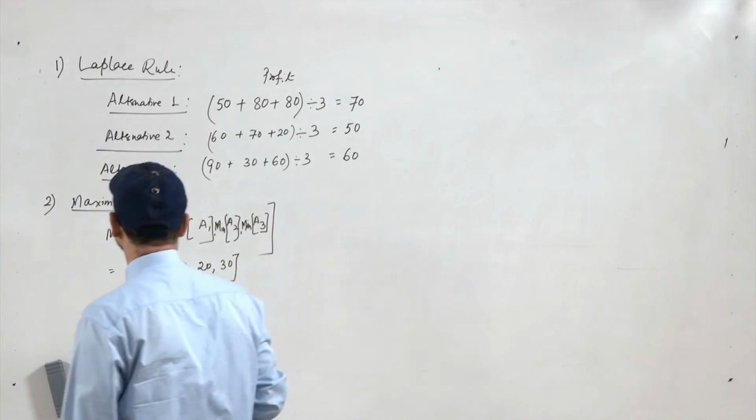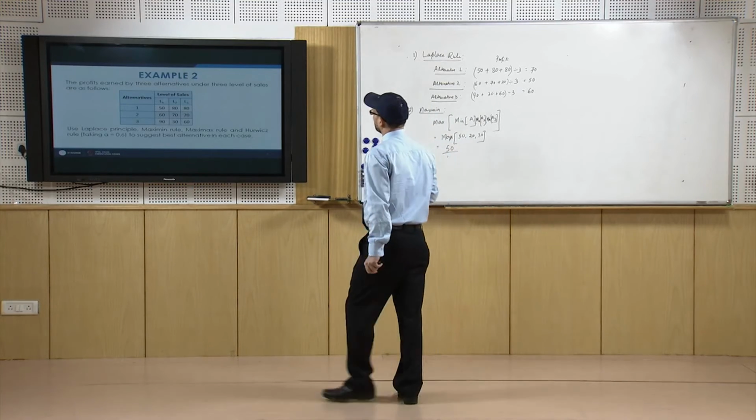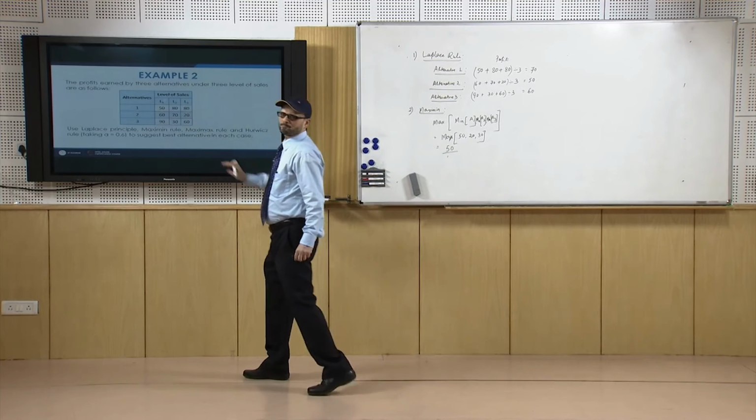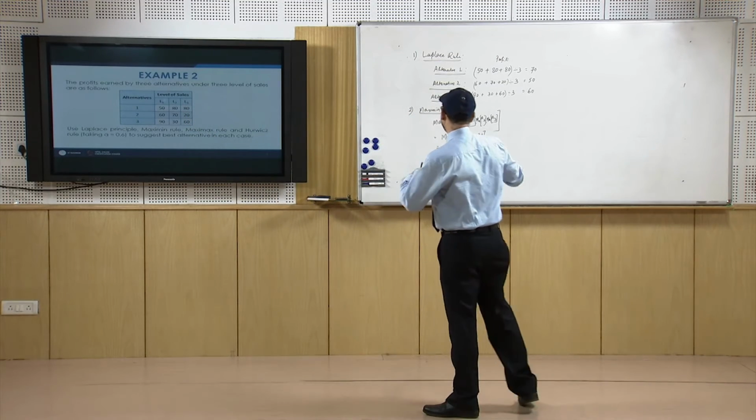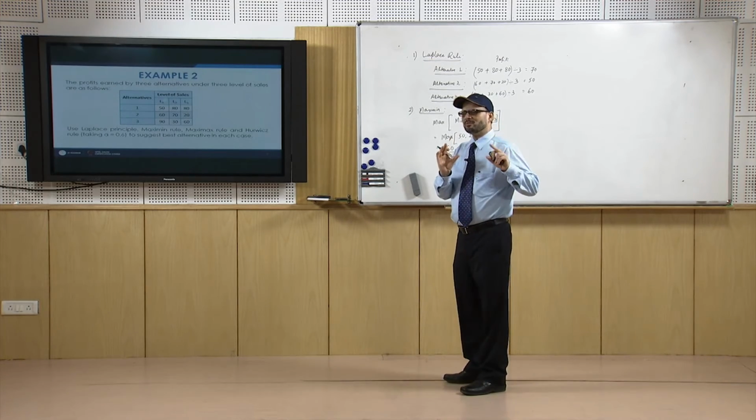So, 50. We have a pessimistic view, we feel that you will get the minimum of the profit for every alternative, and then we try to have the maximum of those minimum values.